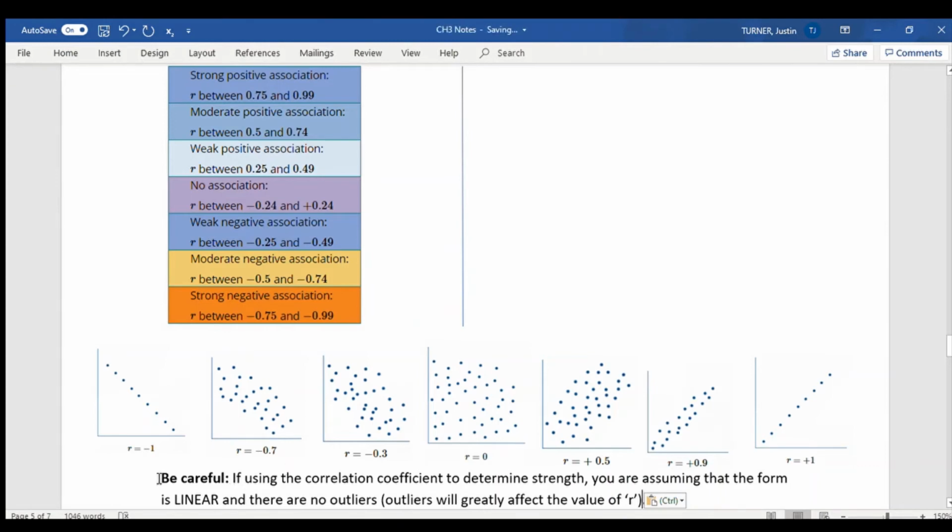Now it's important to note, you need to be careful. If you're using the correlation coefficient to determine strength, you're assuming that the form is linear and there's no outliers. So what this means is if you have a curved association, you cannot use the correlation coefficient to determine strength. It's only for linear associations. And if there are outliers, the correlation coefficient will be greatly affected by these outliers. So if you're using the correlation coefficient to determine strength, you are assuming that it is linear with no outliers.